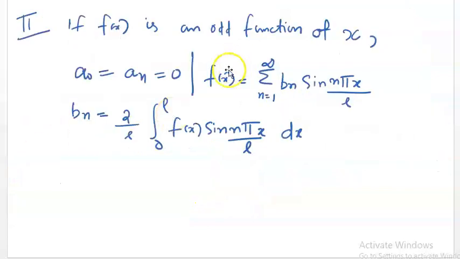So we have a0 and an as 0, and f of x is simply sigma n equal to 1 to infinity bn sin n pi x by L, where this bn is 2 by L integral 0 to L f of x sin n pi x by L dx. Okay, so this is what we get.